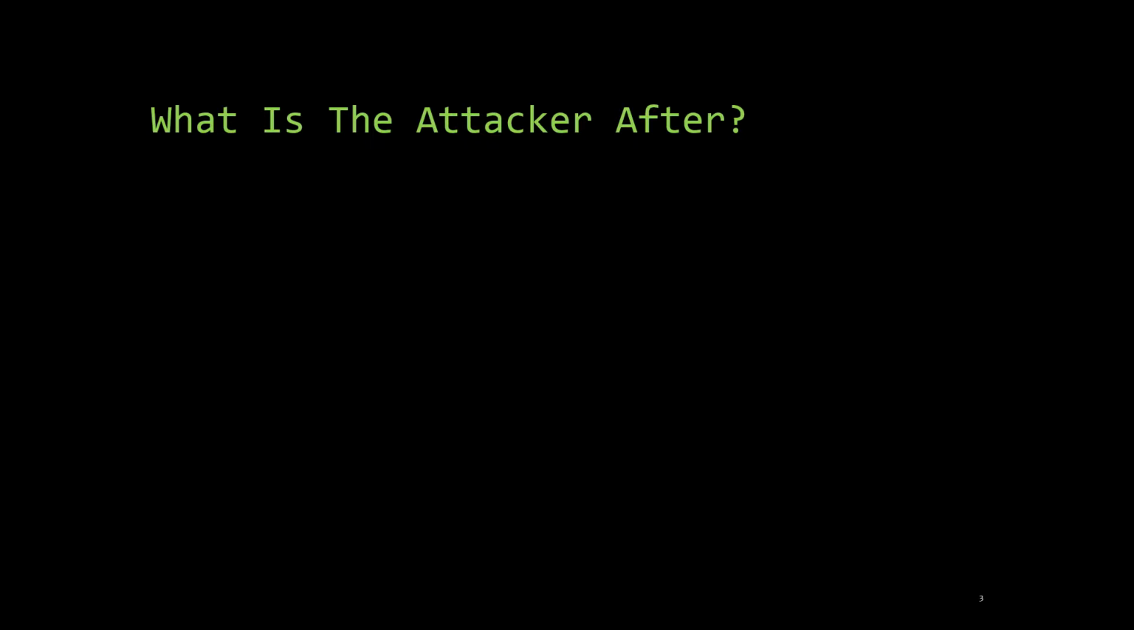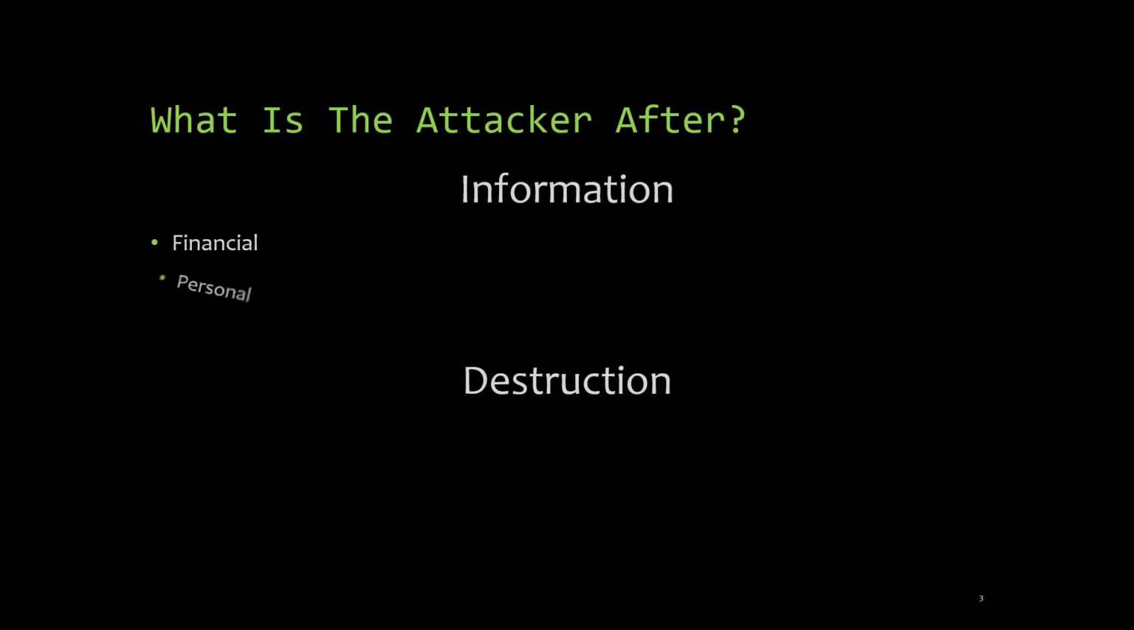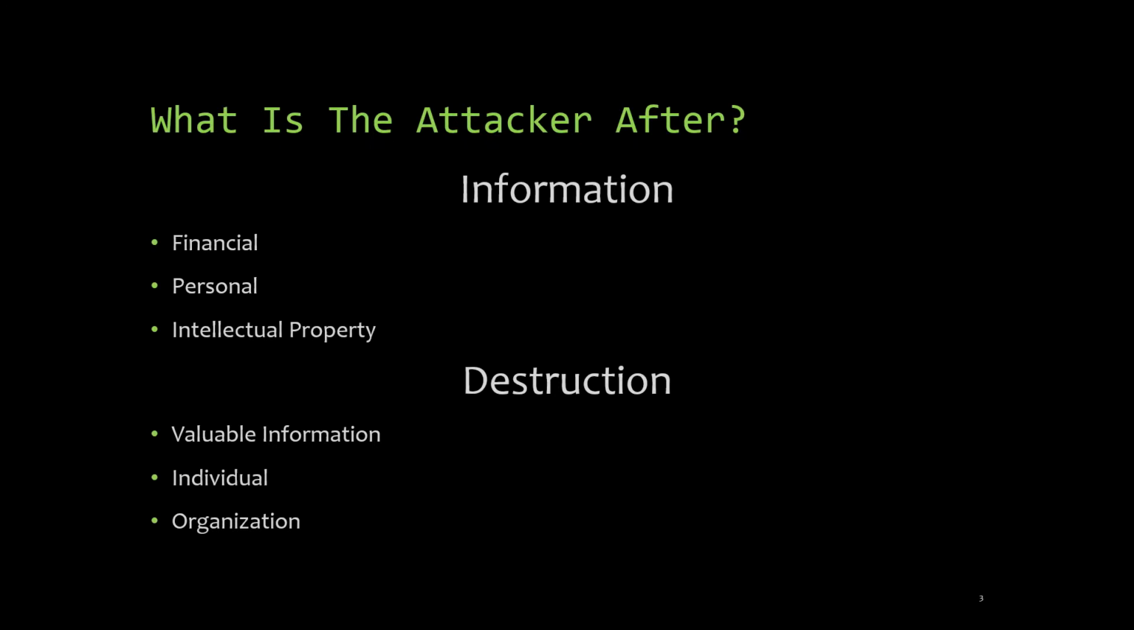So what is the attacker after? Information or destruction? Under the information, they go after financial information, personal information, and intellectual property. If they're out to cause destruction, they're out to destroy valuable information, destroy an individual, or destroy an organization.